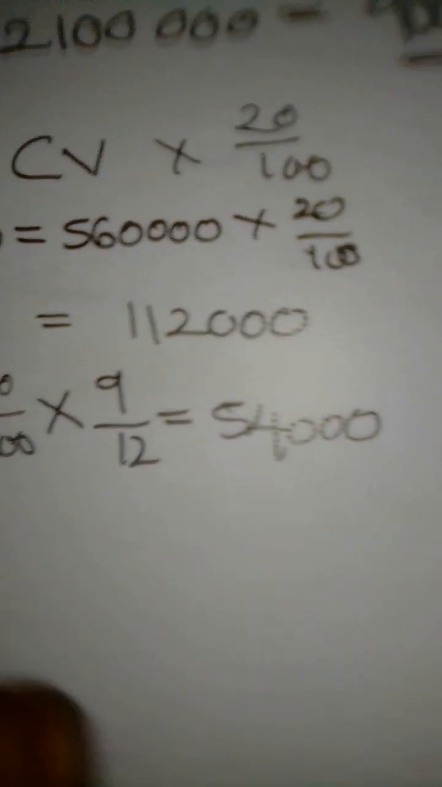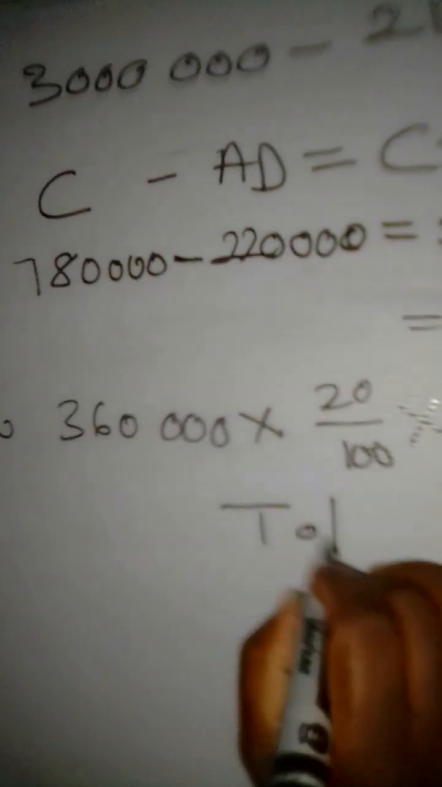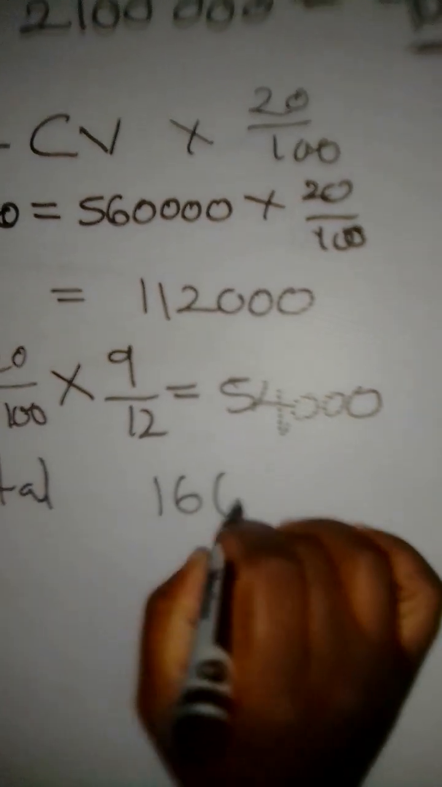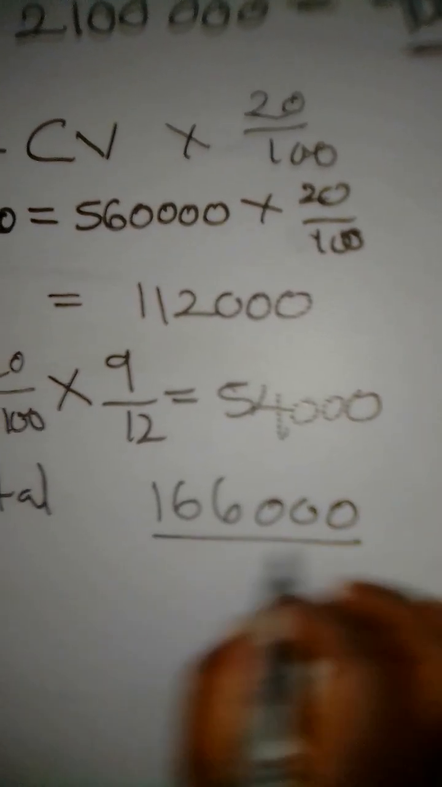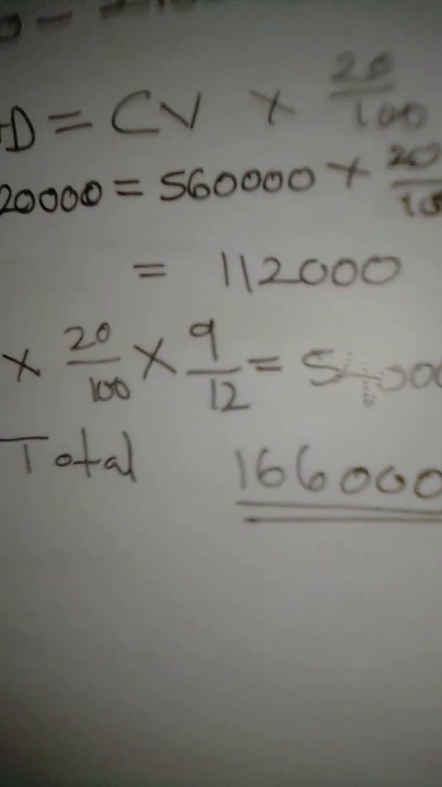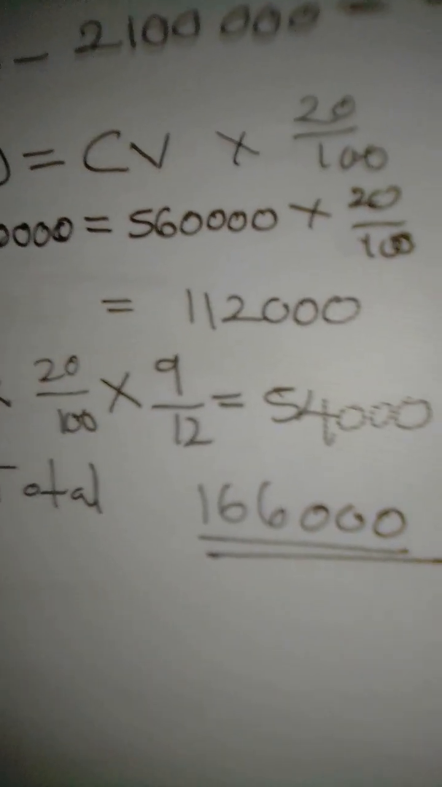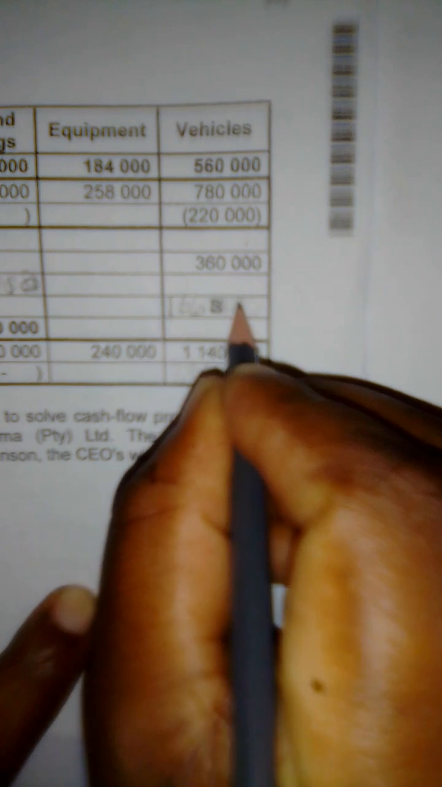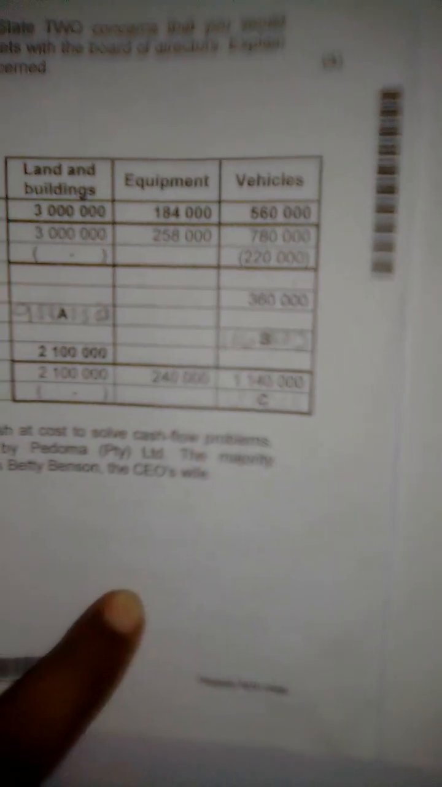That gives us 54,000. Now we need to find the total depreciation for our vehicles. The total is 112,000 plus 54,000, which gives us 166,000. So 166,000 is the depreciation for the vehicles for the current year. It is the one that is supposed to come at B, 166,000. We are done with part B.